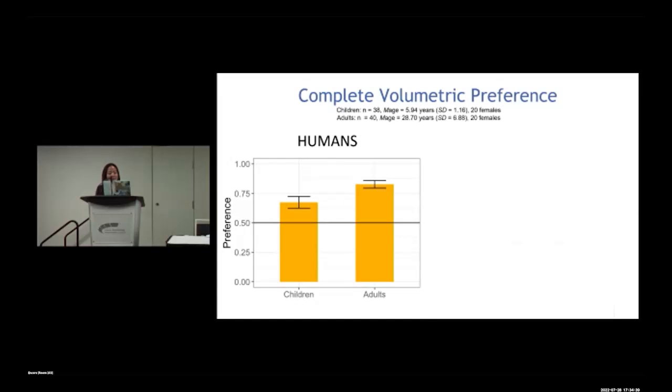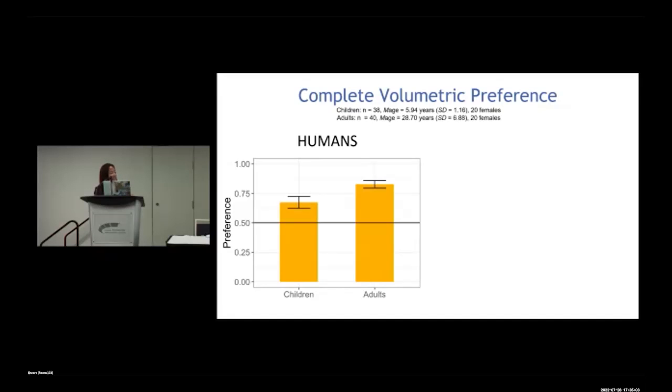For complete volumetric preference, we compute this by first deducting the trials in which distractors were chosen, and out of the trials in which possible options were considered, how many did we choose the complete volumes instead of the incomplete volumes. And so chance level would be at 50% because there are two possible options and participants choose one.